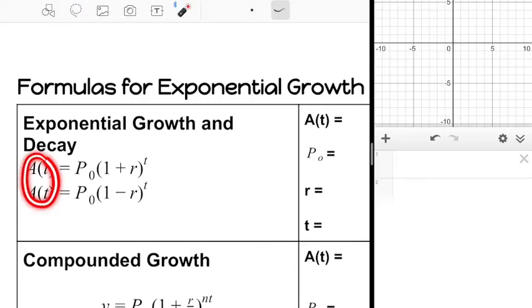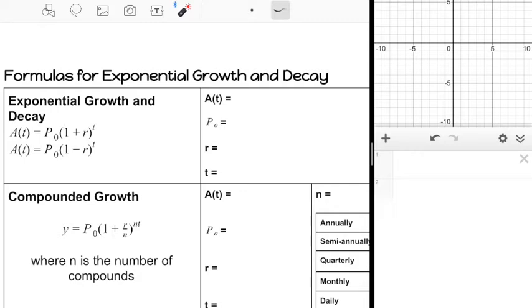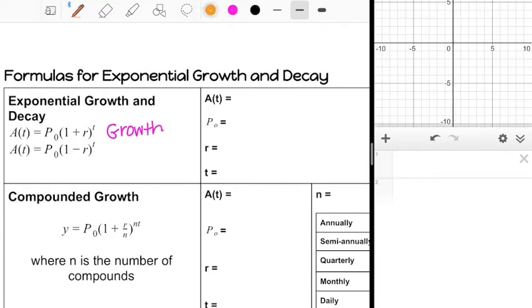A of t, that just stands for my function. P sub 0 just means the initial value. Then we have 1 plus r and 1 minus r. That is how we distinguish the difference between growth and decay. Growth is plus, decay is minus. R is the rate, and t is the time. So let's establish that this one is growth because it's being added. This one is decay because it's being subtracted.